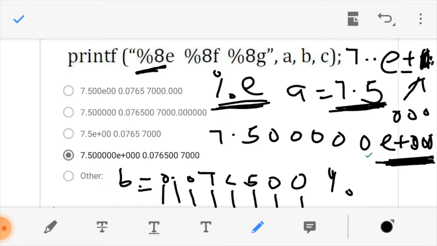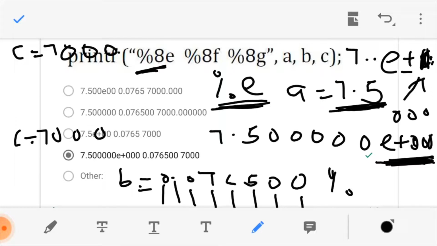Now we realize that C was initialized as 7,000. If you look very closely at the preamble, you realize that there's a dot after the last zero, which means that there is nothing there. So according to the definition I just gave, if 7,000 is my input, then my output according to percentage G should also be 7,000. So I'll put the same thing there. So C should be equal to 7,000.